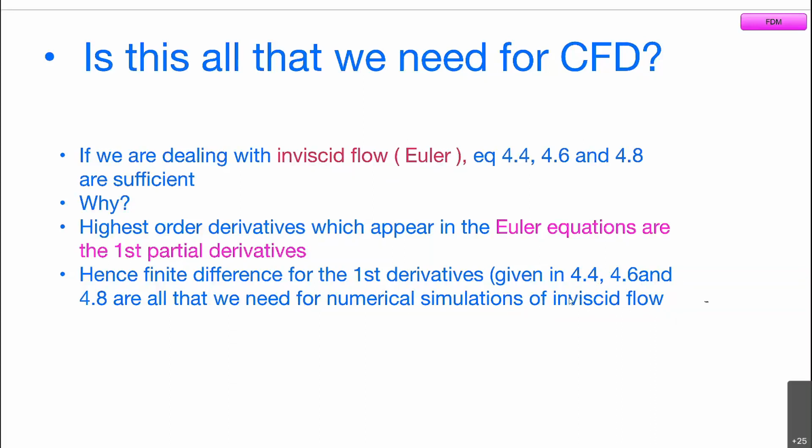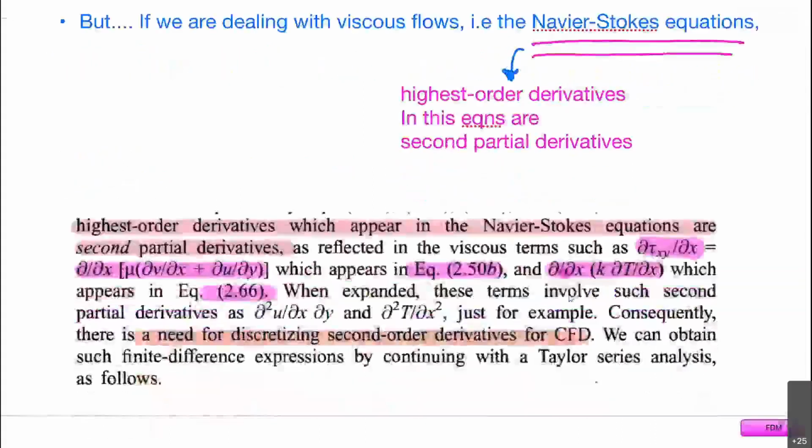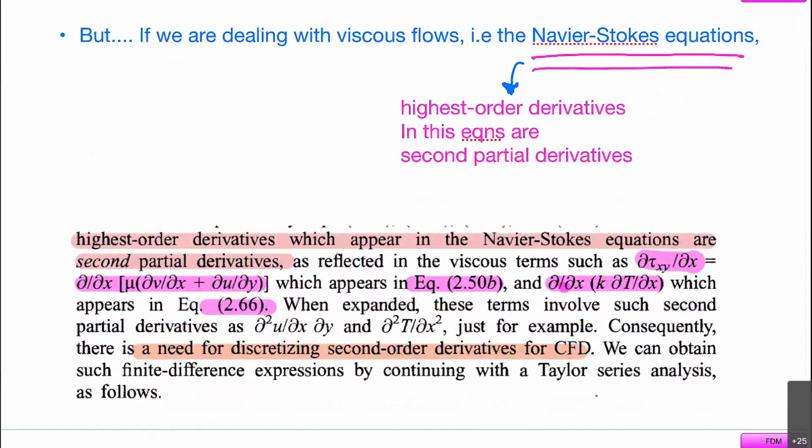But when we are dealing with viscous flow, taking the viscous term into account, then we are dealing with the full Navier-Stokes equations. For the Navier-Stokes equations, the highest order derivatives in the given equations are the second partial derivatives.